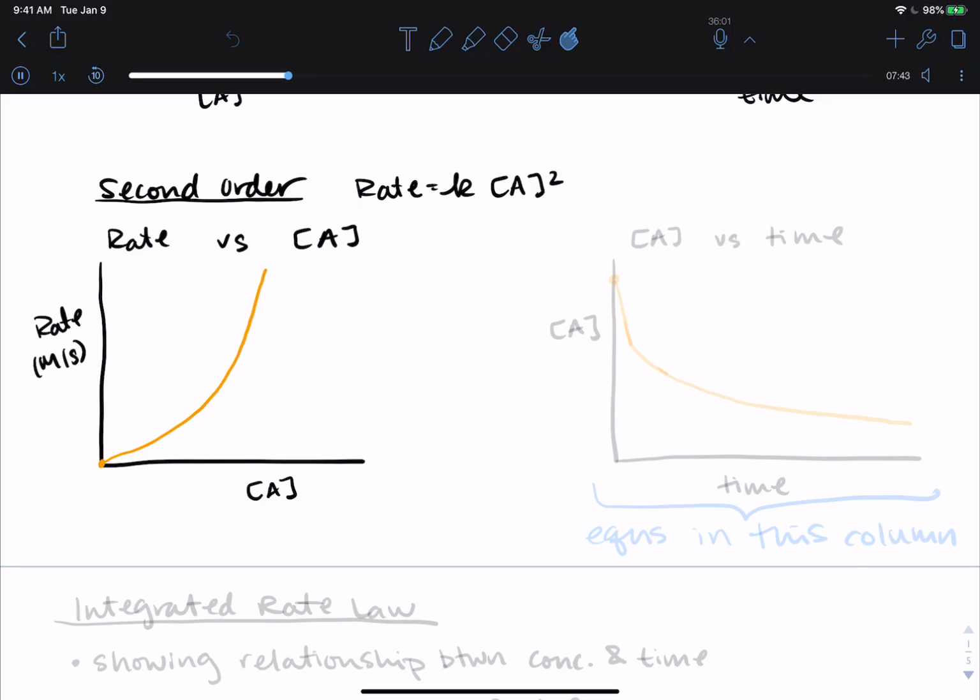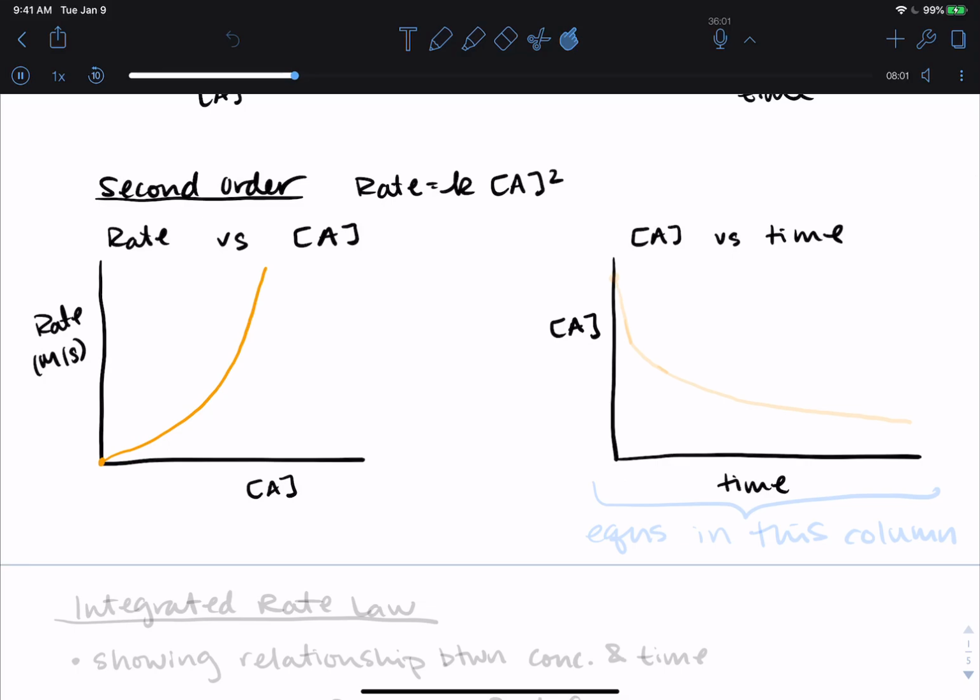Which means when I look at a plot of concentration of A versus time, I will see a similar effect to what I saw in the first order plot, right? I start out with some high concentration of A, which means my reaction is going very quickly. My concentration will drop really fast because the reaction is going quickly. But as it drops, this reaction slows down a lot because of the x squared dependence. So we'll see this taper off and the reaction will go much more slowly as my concentration of A decreases.